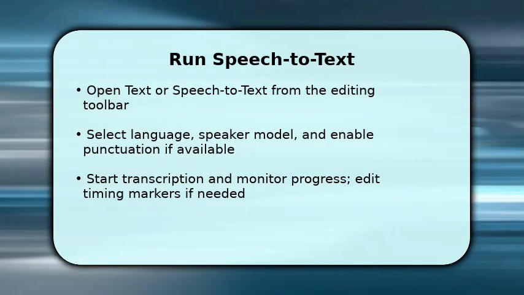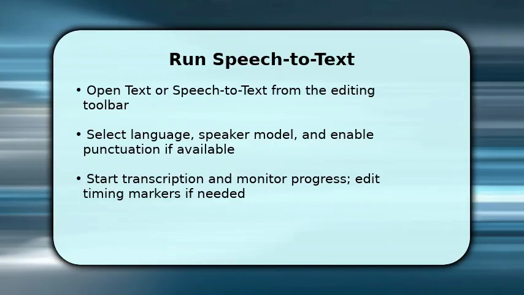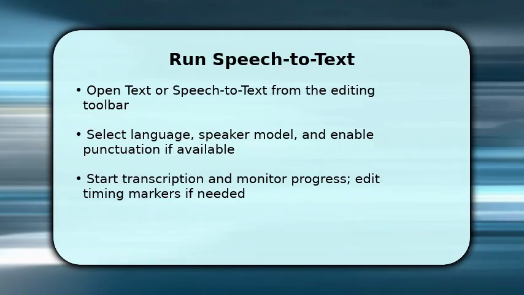Next, tap the speech-to-text feature in Capcut's toolbar and choose the right language so phonemes map correctly. This is why language selection matters. You should enable smart punctuation and speaker detection if the options exist, because they save manual fixes later. Press transcribe and watch the generated captions appear along the timeline.